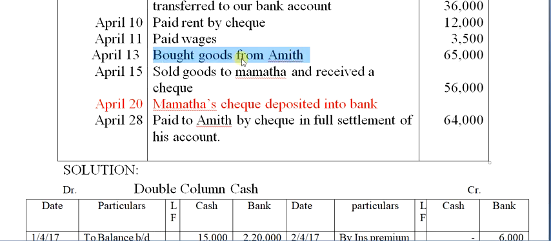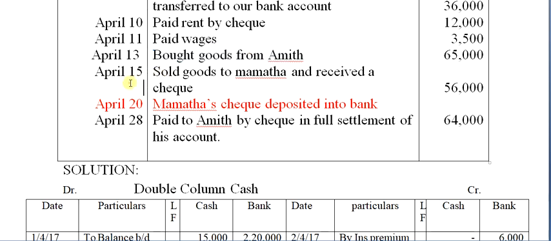Listen here, if it said bought goods from Amit for cash, it could be taken as a cash transaction and recorded. Or if it said bought goods from Amit through check, we could record it. Here it is given just as bought goods from Amit. So 65,000 worth of goods we purchased on credit. So this transaction should be ignored, because a credit transaction cannot be taken in the double column cash book.